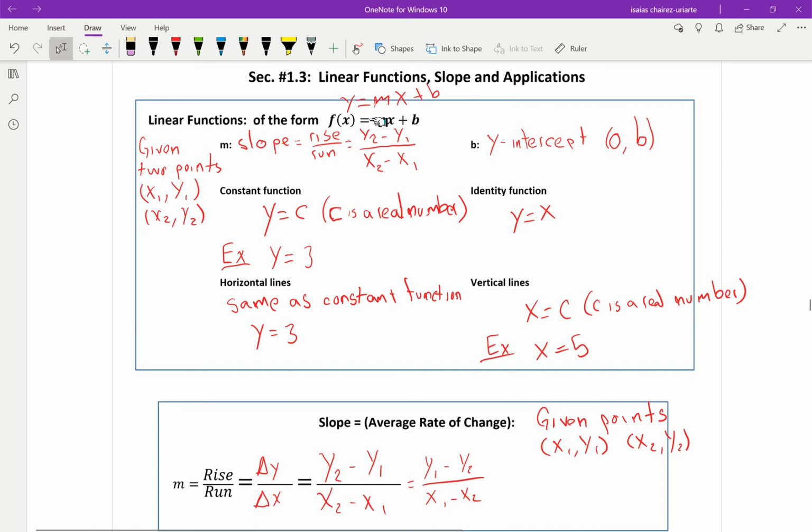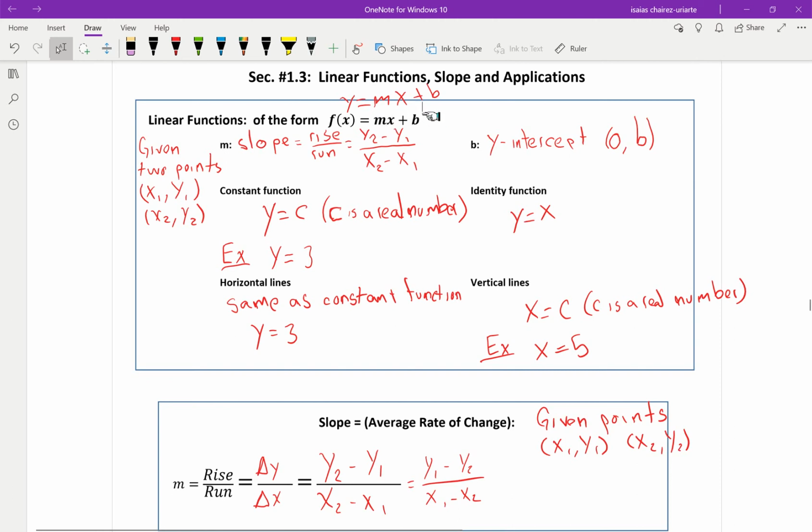So that's the m. What the m tells us about the line is the steepness and the orientation of the line. How steep is the line? Does it go from the bottom left to the top right? Or does it go from the top right to the bottom left? So that's what I mean by orientations. That's what this value m is going to tell us. The steepness of the line and the orientation of the line.